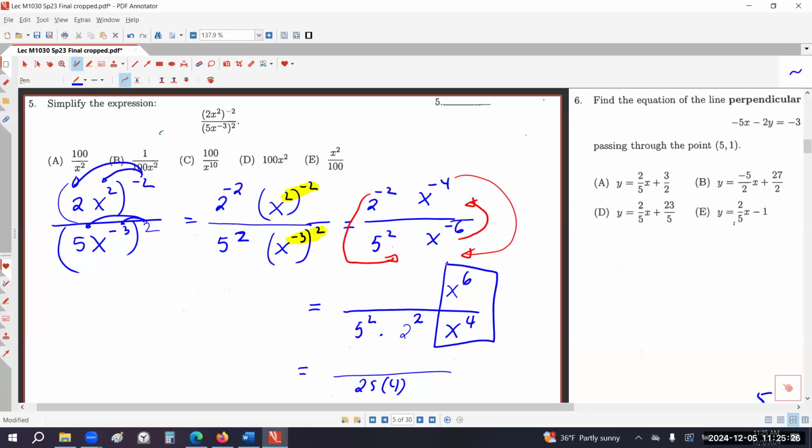And what happens in the division is subtract the power. What from what? 6 from 4. So we keep our 6, we subtract the 4th power. That tells us we have x squared on the top. And what is 25 times 4? 100. So these are our final exam. Which choice? A, B, C, D, E.